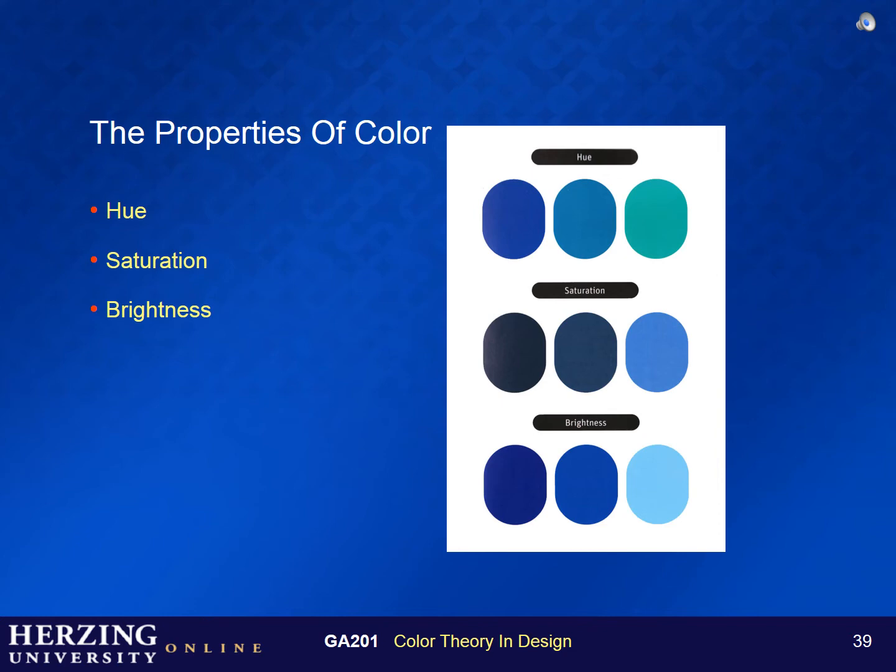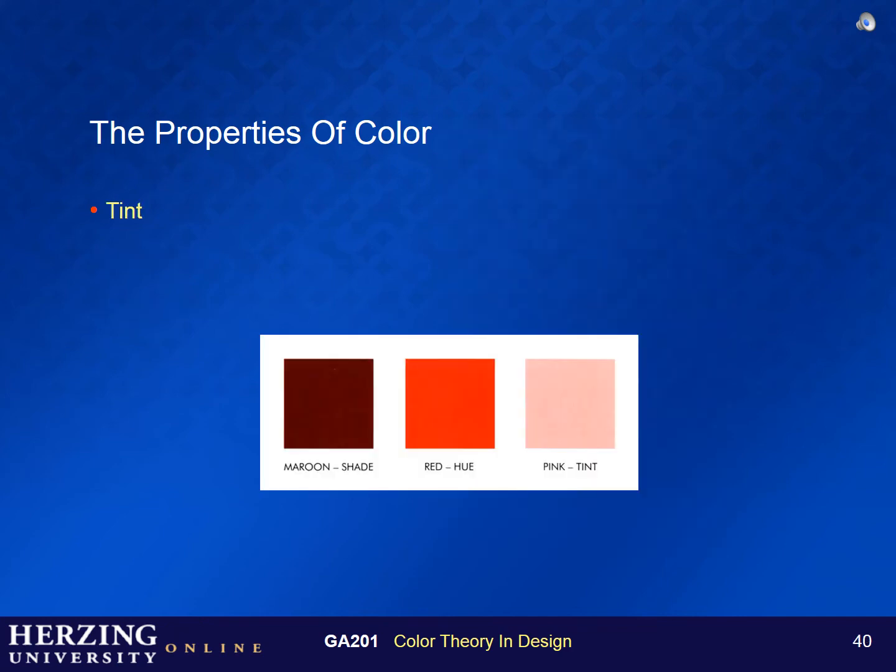Brightness, sometimes called value, is the relative lightness or darkness of a color, or its reflective quality or brilliance. A color's brightness can be manipulated by the addition of black or white. Adding white to a color makes it lighter. A color that has white added to it is called a tint. Conversely, a color can be made darker by adding black. This is called a shade.